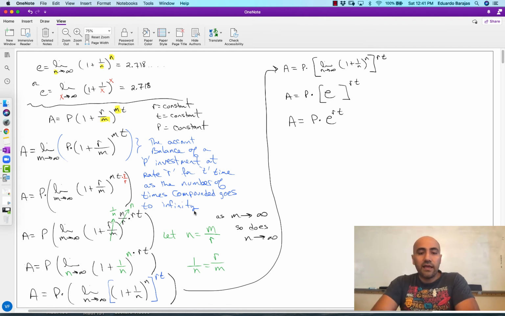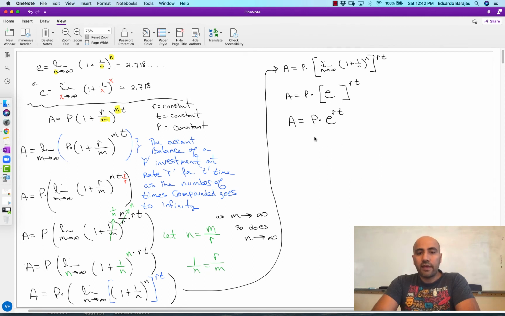Okay, so we bring it in, and so now we have the limit as n goes to infinity of just this part right here, 1 plus 1 over n to the power of n. And that gives us this, raised to the power of RT, and now this looks familiar. This is exactly the definition of e. e equals the limit as n goes to infinity of 1 plus 1 over n to the power of n. So this whole thing is just the number e, 2.718-ish, raised to the power of RT. And so there you have it. This is the formula for continuously compounded interest.